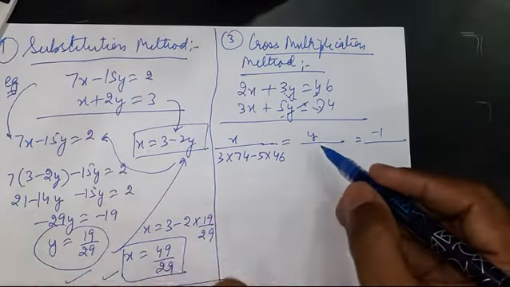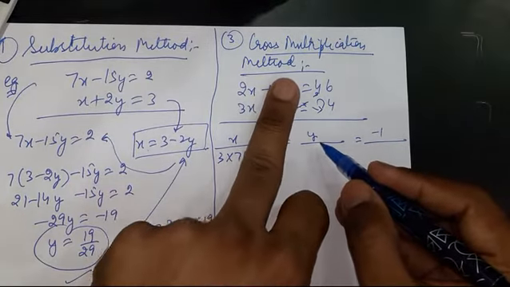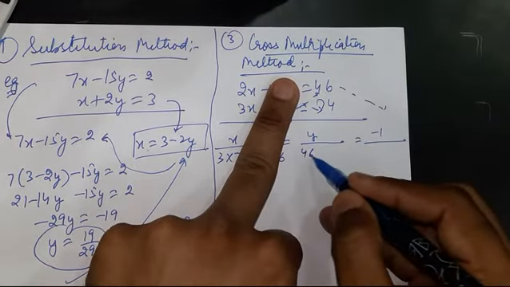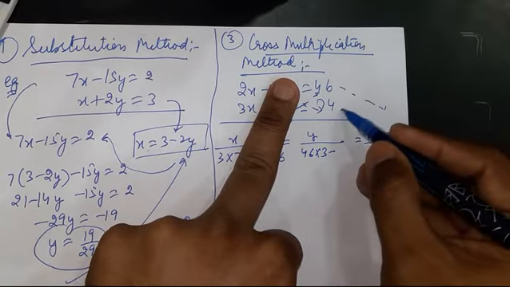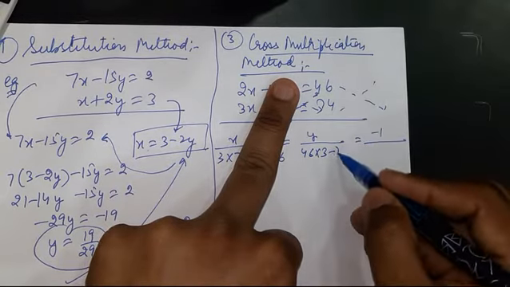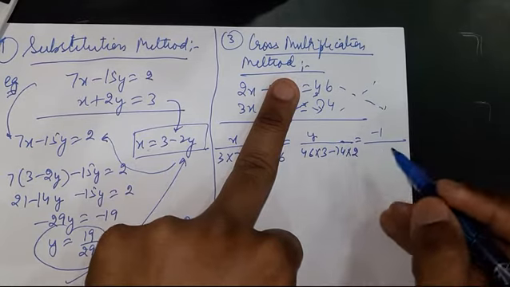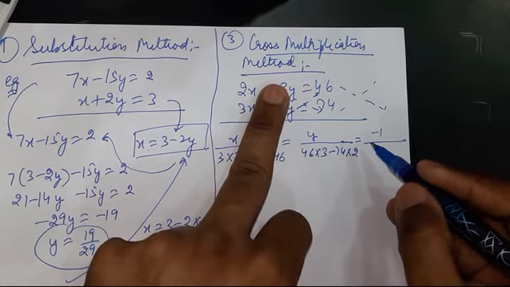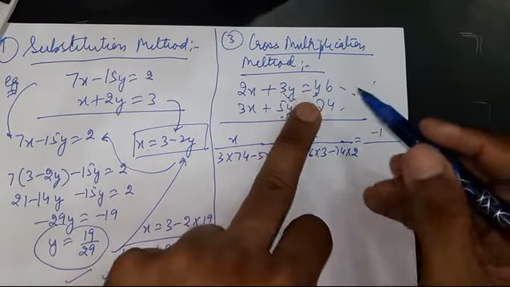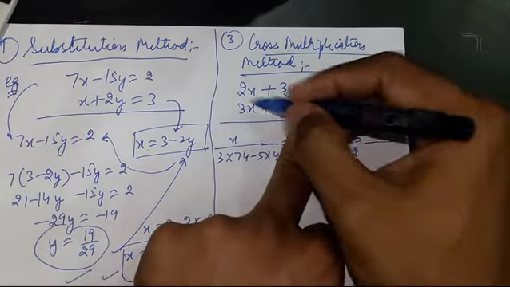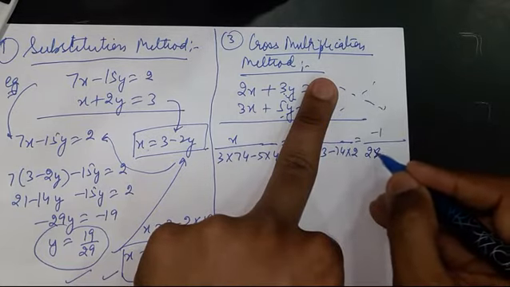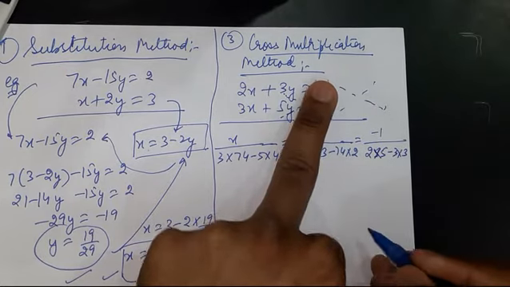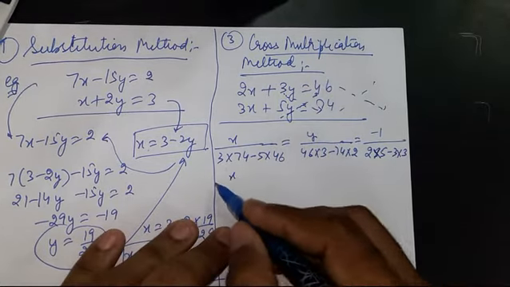Similarly, if you are taking the y variable, just hide this y variable. Now 46 into 3 minus 74 into 2, like this. Similarly, what you can do is minus 1 upon, just hide this, 2 into 5 minus 3 into 3. Now it's very simple.